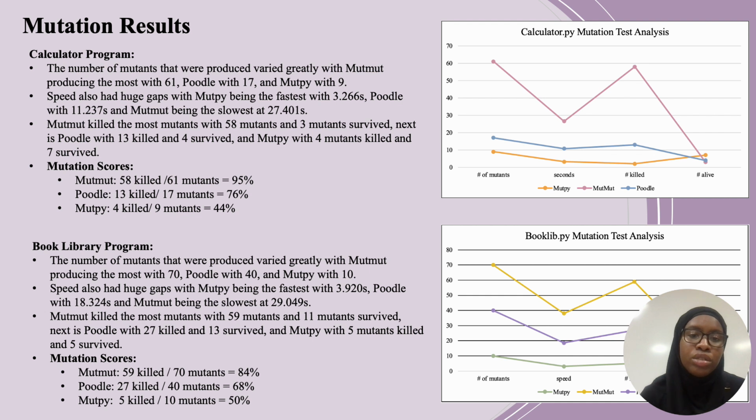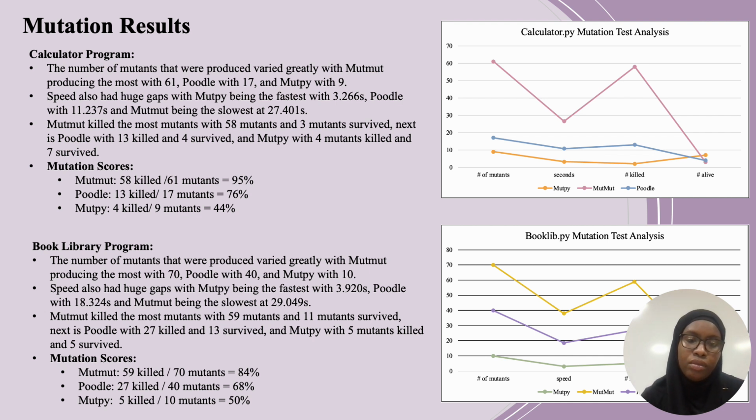MutMut killed the most mutants with 58 mutants dying, and 3 mutants survived. Next is Poodle with 13 killed and 14 survived, and MutPy with 4 mutants killed and 7 survived. So the mutation scores were: MutMut had the highest at 95% mutation adequacy score, Poodle with 76%, and MutPy with 44%.